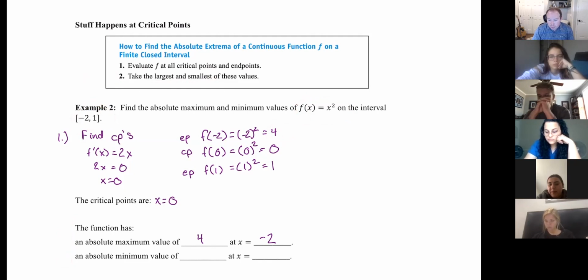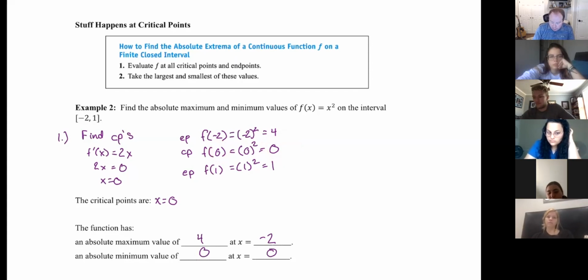Where is the absolute minimum? What is the smallest value of these three? 0. And where does that occur? At 0. So we have 0 at x equals 0.